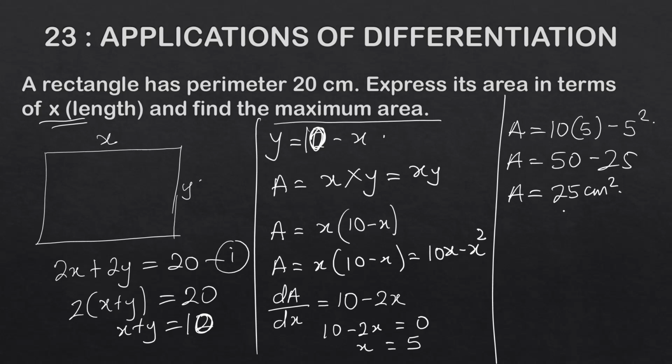So if the maximum area is 25 cm squared, therefore y should have been 5 as well. Because if you go back to this equation, if x is 5, then y must be 5 in order to get this 10 as 10. All right, so let's move to the next question.